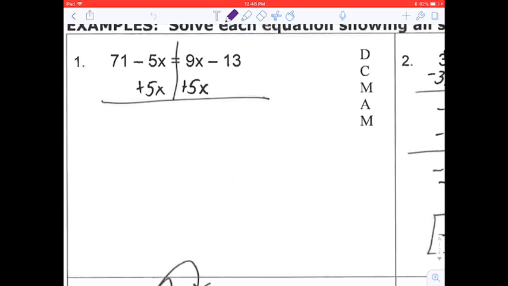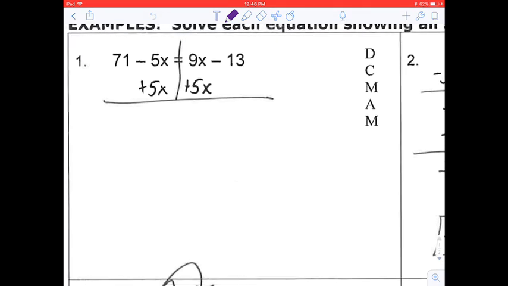So let's look at question 1. They started the problem for us, but they did not finish it. So I see that there is no distribution in this problem. There are no like terms. I have two x's, but they are on different sides of my line, so I cannot combine them. What I can do is move my variables using opposite operations.